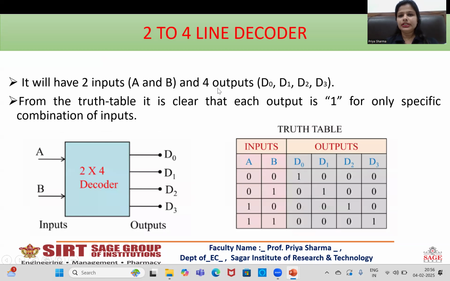Starting from the basics of the decoder, first is the 2 to 4 line decoder. Here there will be two inputs, namely A and B, and four outputs, namely D0 to D3. From the truth table, it is clear that each output is 1 for only a specific combination of inputs. Like for 00 only D0 will be 1, for 01 D1 will be 1, for 10 D2 will be 1, and for 11 D3 will be 1.